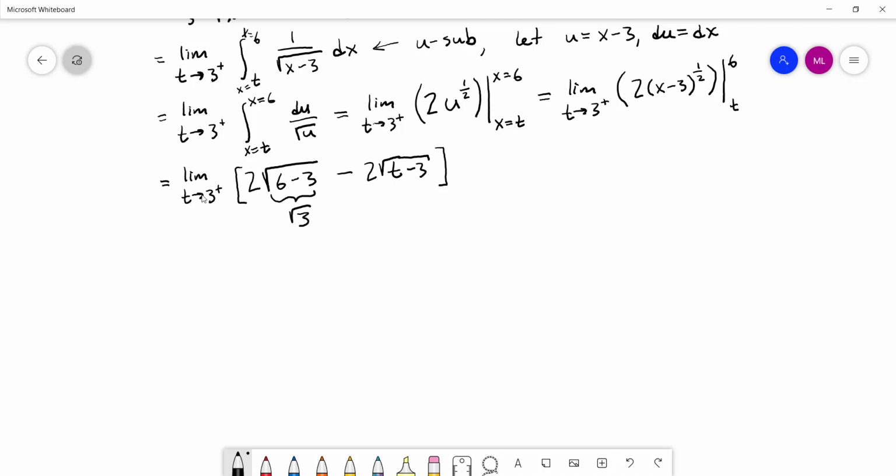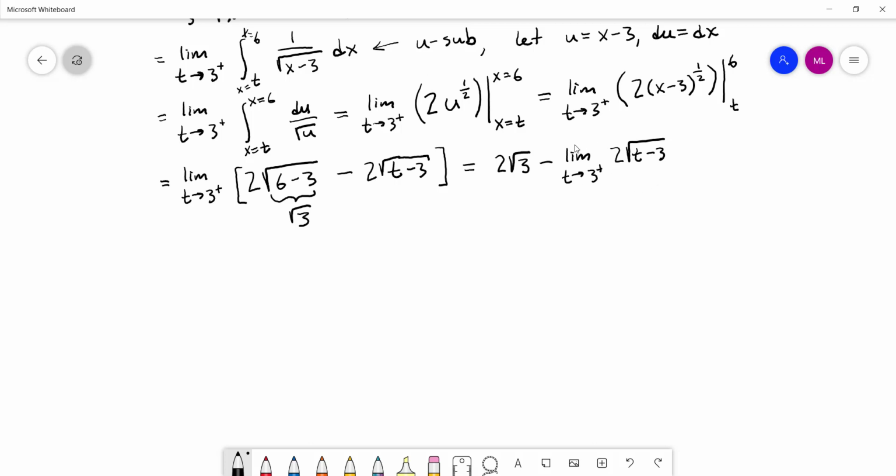As far as this limit is concerned, when this limit hits the constant, it doesn't do anything to it. It doesn't care about this because there's no t involved. So I'm going to be able to pull that part outside of the limit. The limit doesn't care about this 2 root 3 that's sitting there, but it does care about the second part where we actually have this term. So it's going to be the limit as t goes to 3 plus of 2 root t minus 3.